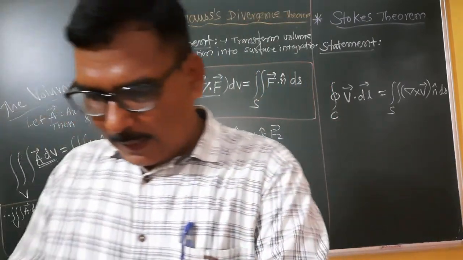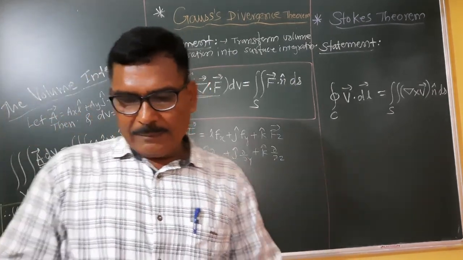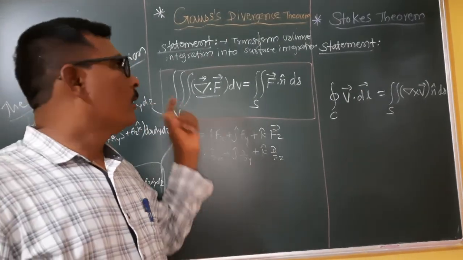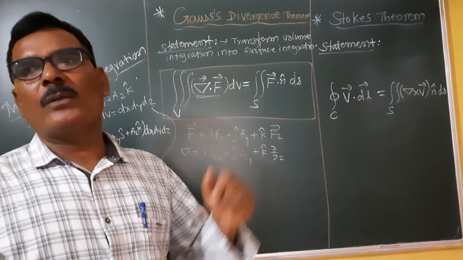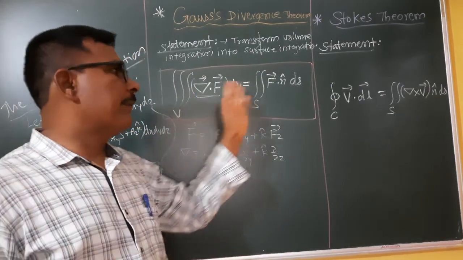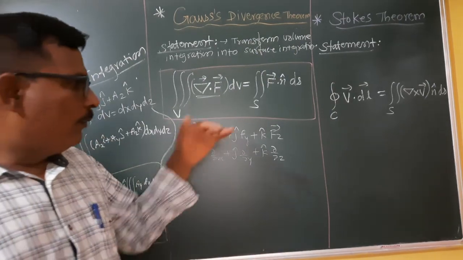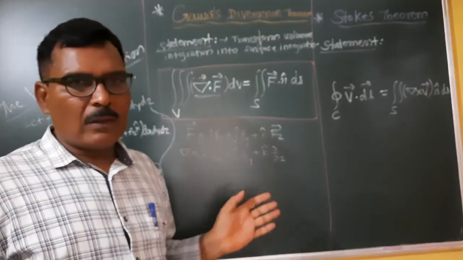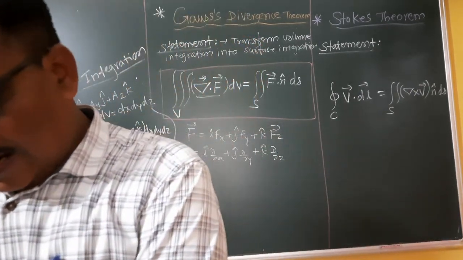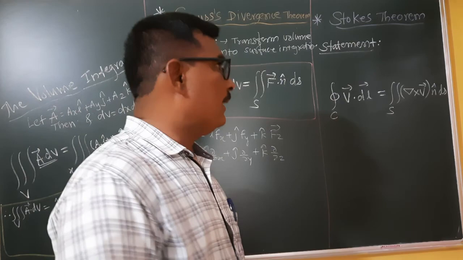Gauss divergence theorem. Here V is the volume, F bar is the vector field, and del is the divergence operator. So divergence of F bar into dv is equal to the surface integration of F bar dot n cap into ds. Gauss divergence theorem is used to transform volume integration to surface integration. The proof of this theorem is also there, but we are not interested in discussing the proof here. We just have to remember the theorem statement, and then discuss the last article in this chapter, that is Stokes theorem.